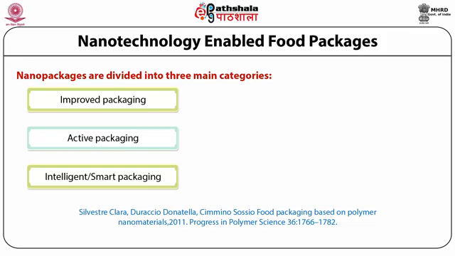In active packaging falls the antimicrobial packaging as well as the antioxidant films. It is these active packagings which enhance the shelf life of foods. In intelligent or smart packaging, there are certain sensors which interact with the consumer, and by looking at the package, we can tell whether the food is fit for consumption or not. Therefore, these are classified as intelligent or smart packages.